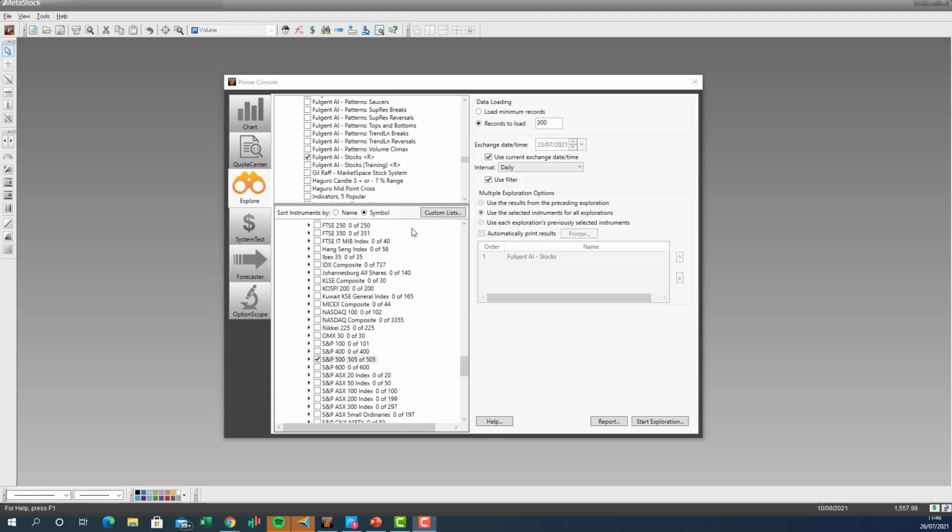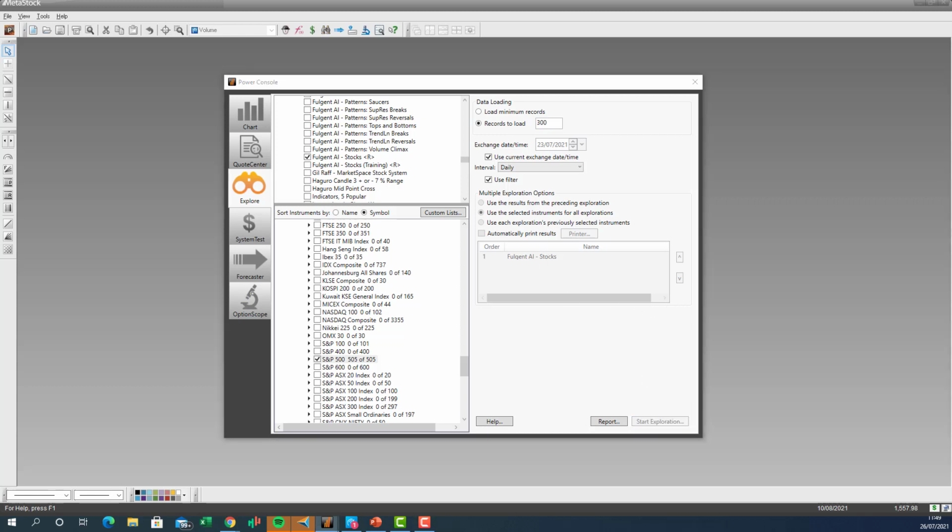So I've got the MetaStock platform open, and I've selected the Fulgent Artificial Intelligence Engine. That needs to be selected. Select the S&P 500 index constituents. Start the exploration. I'm looking for a daily, end of day signal. Loading about 300 records just for the purposes of the screen.